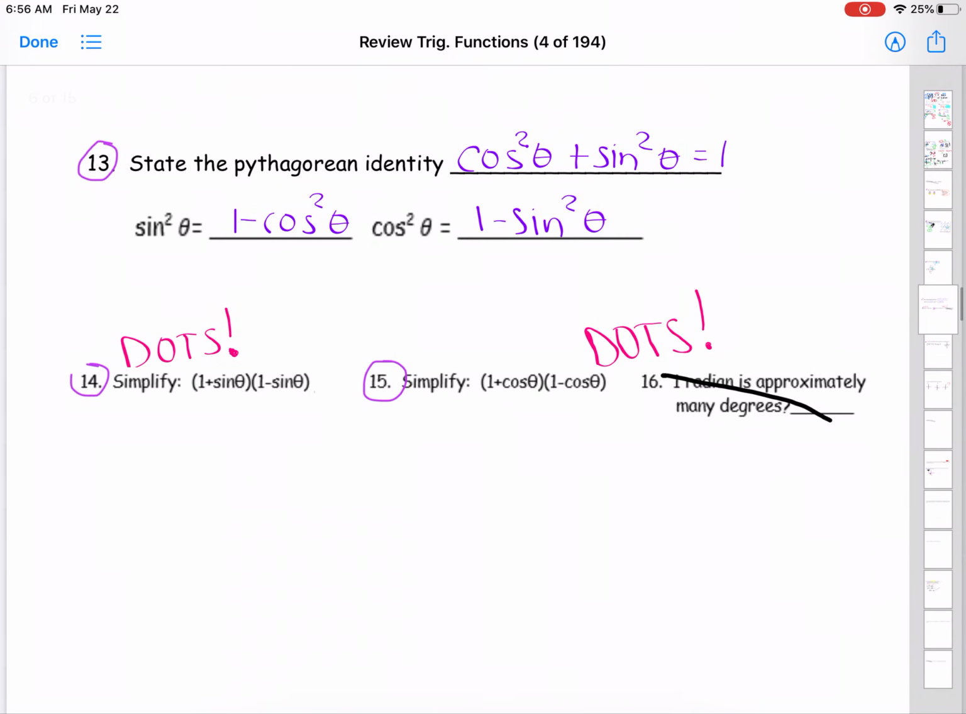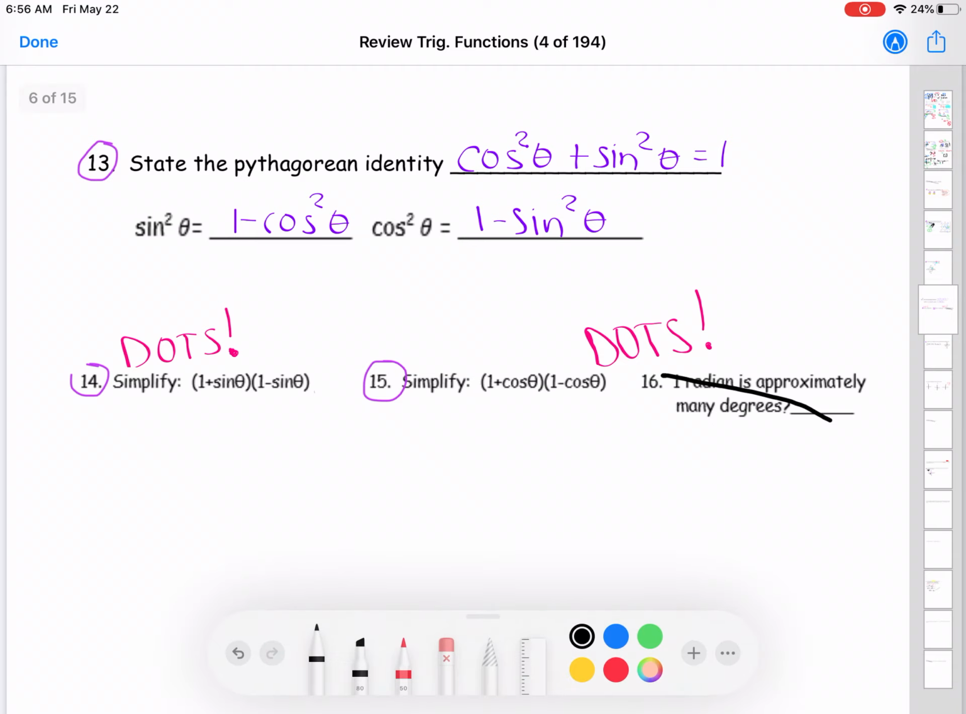Okay, 13, the Pythagorean identity. I think you do have this memorized for me. Cosine squared plus sine squared equals 1. And then if I were to subtract cosine squared, right, subtract cosine squared, you can see you would be left with sine squared equals 1 minus cosine squared. And if we did it the other way, we would be left with this too. So if you could memorize those two purples, this guy and this guy, that would be great. And I assume that we already have this one memorized.